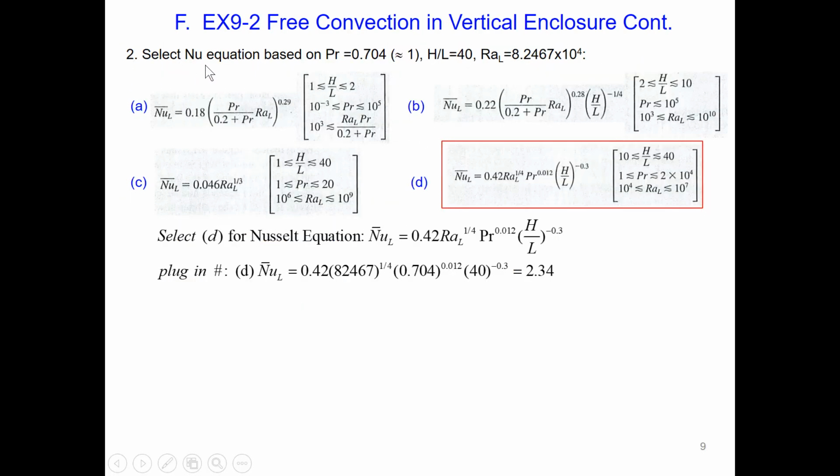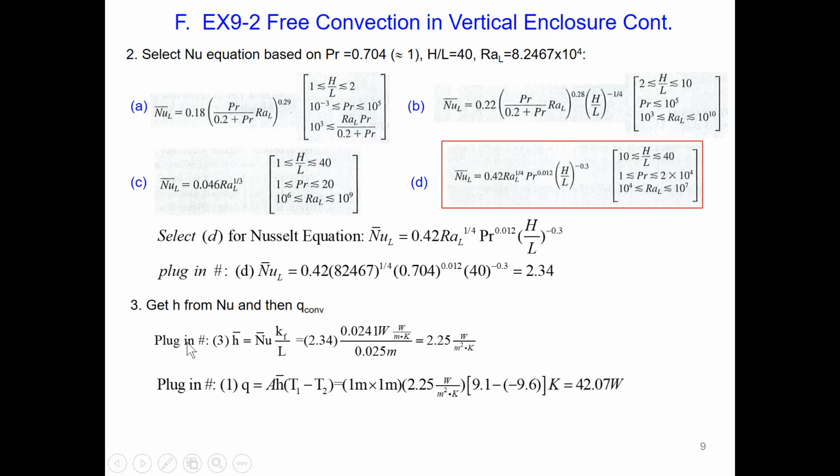2. Select the Nusselt equation based on Prandtl number, aspect ratio, and Rayleigh number. We select equation D for the Nusselt number equation because equations A and B are only for small aspect ratio. Equation C is for larger Rayleigh number. Next, we plug in numbers to equation D to get its Nusselt number value.